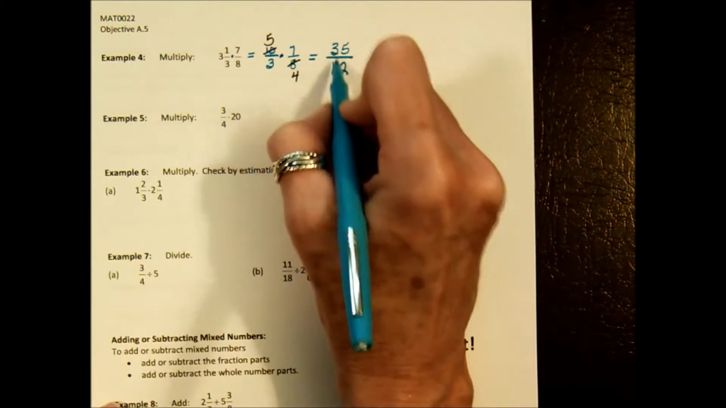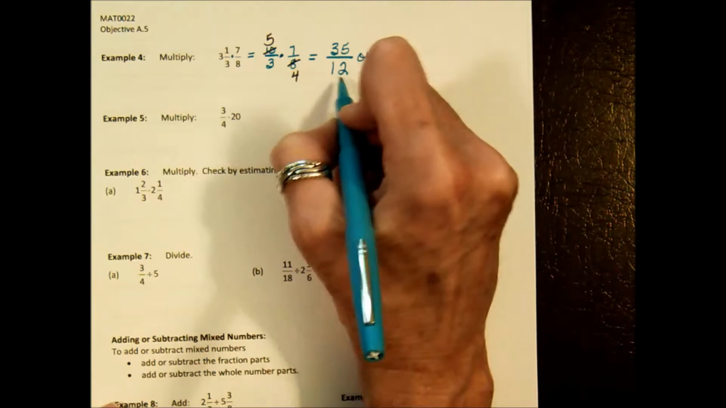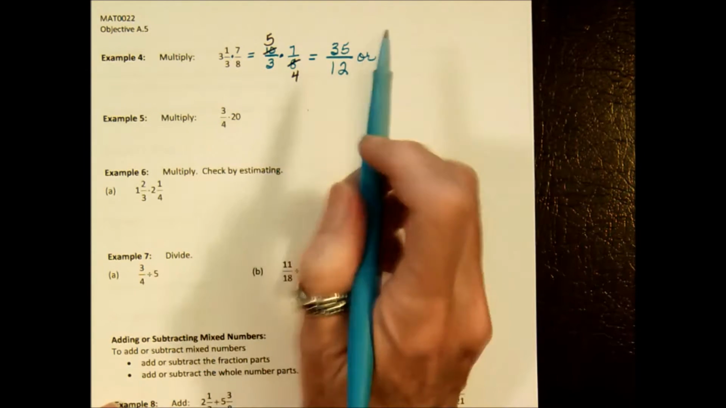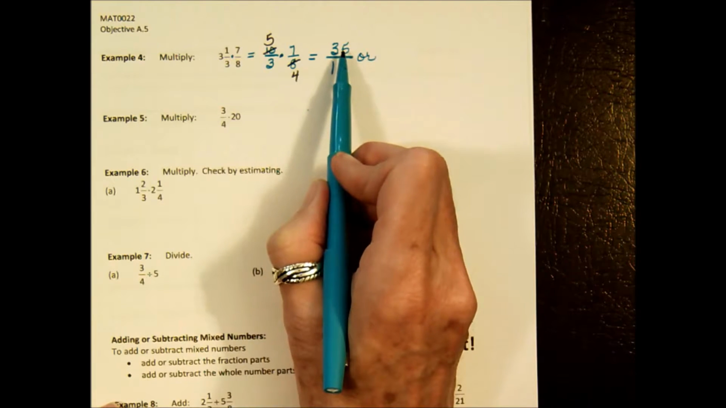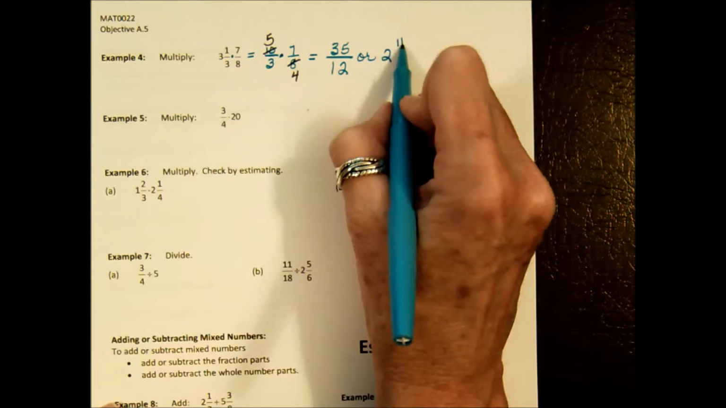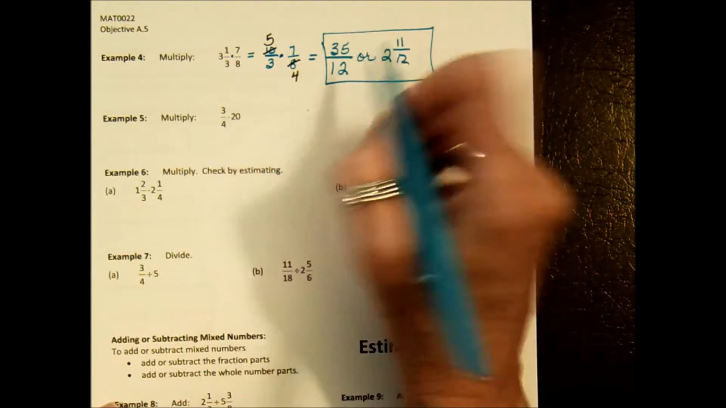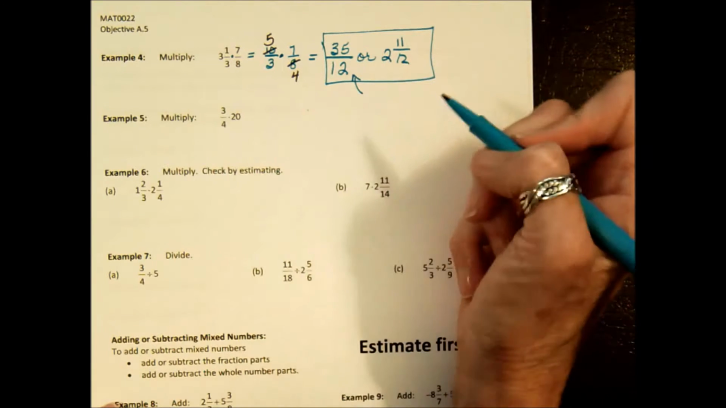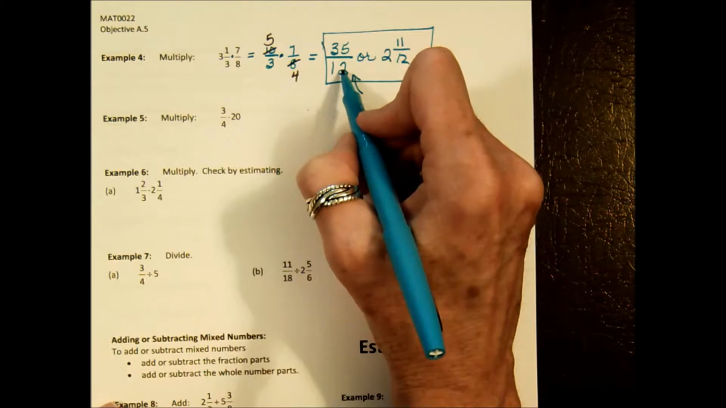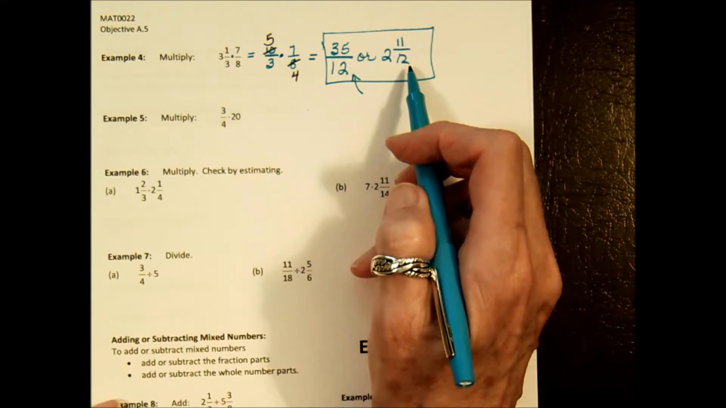Now I prefer to leave it as an improper, but you can change it back to a mixed number. How many times does 12 go into 35? It goes 2 times, that makes 24, with 11/12 left over. But it's safer to leave it as an improper, because if you have that part right, but you change it to a mixed number and you do it incorrectly, I'll have to take points off for that.